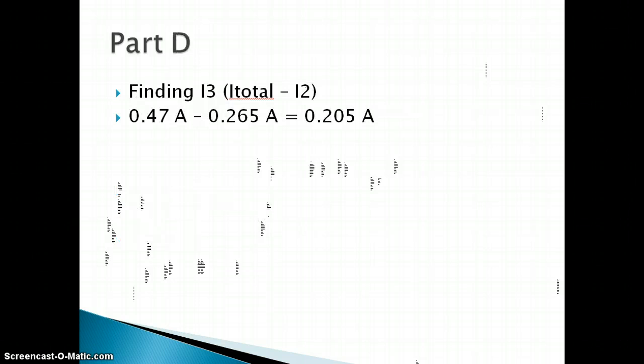Now, for part D, we want to find I3. Knowing that I total is 0.47 and I2 is 0.265 amps, and we've calculated those for part B and part C, we simply have to subtract the values to find I3.